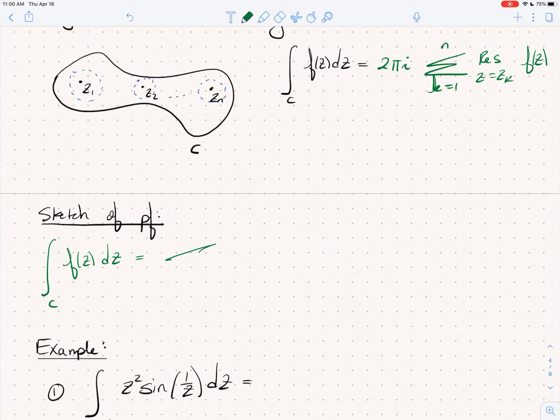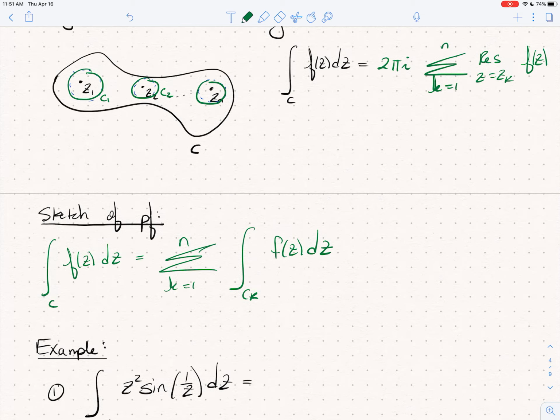And so I can write this integral as the sum, let's say, k equals 1 to n. And I'm going to assume I have a little disk around each one of these. Let's call this little curve C1 around z1, C2 around z2, and so on and so forth. So I can write this as the sum of the integrals over C sub k of f of z dz.